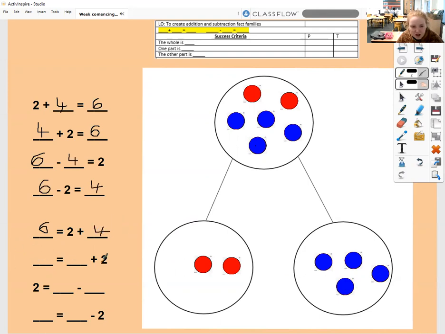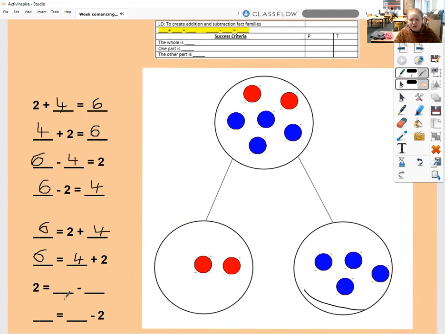Fantastic. And this time again, it's an addition number sentence, so I know that my whole is going to go here. 6 equals something plus 2. Well, I know my other part is 2, so my first part must be here. 1, 2, 3, 4. 4 plus 2. Fantastic.